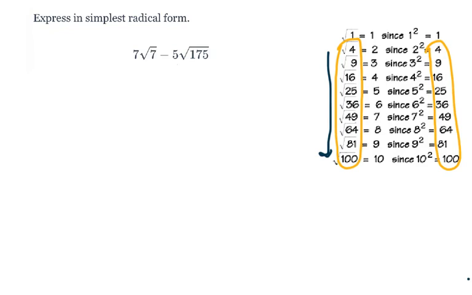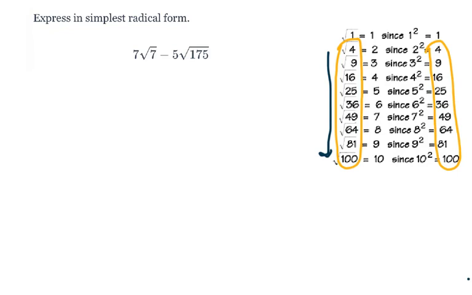Negative 5 root 175. You're probably like, oh my goodness, what in the world, 175? But look at that number 75. What do we know about 75? 25 divides into 75 evenly. So 25 might divide into 175 evenly. So let's try it. 175 divided by 25 is 7. So it works. There's no other numbers. You can try 36. You can try 49, 64, 81, 100, none of these numbers will divide into 175.